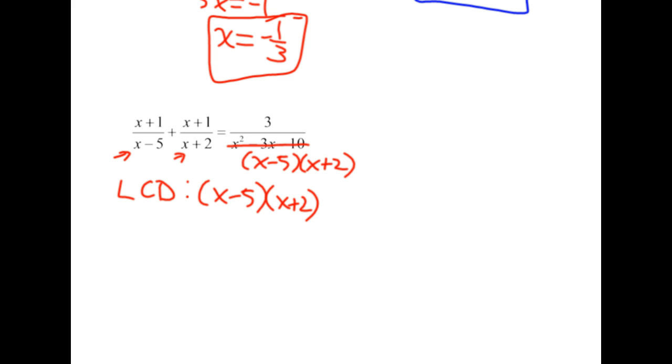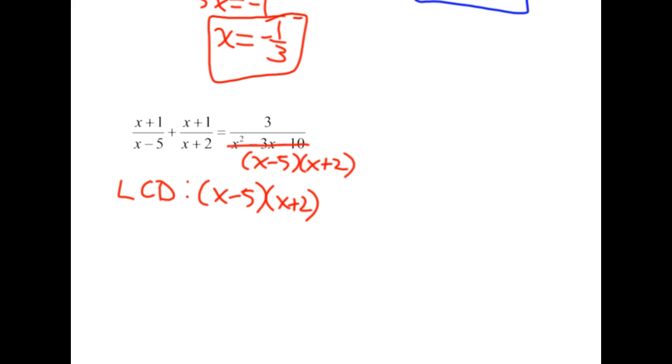Now look at this last bottom, this last denominator. Would you agree that this x minus 5 already appears in the list here? So I don't need to write him twice. Right? Likewise with the x plus 2. Since there's an x plus 2 already in the list, I don't need to write him again.